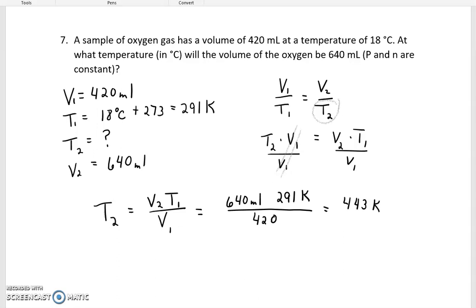This gives us 443 Kelvin. Now, we look back up here and it asks us at what temperature in Celsius will the volume of oxygen change. So we need this to be in Celsius. We'll have to subtract off 273 to get us back into Celsius. And so it'll be 170 degrees Celsius. And that would be my answer.